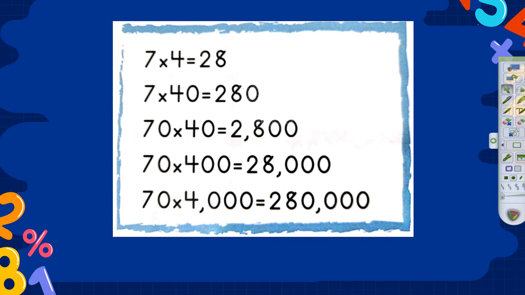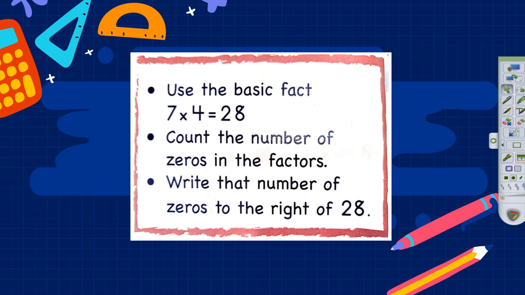What if you have big numbers, like 4,000 and 70, and I want you to multiply these numbers together? How can we find the answer? We will use patterns, but how to write patterns? Let's see the rule. The rule says, use the basic fact, and we said before that the basic fact means to write the numbers without zeros. This is the basic fact.